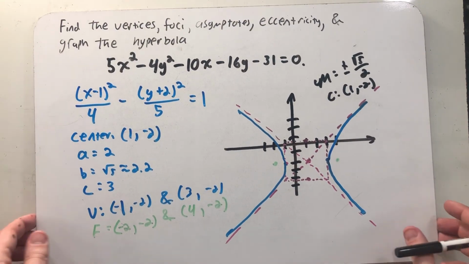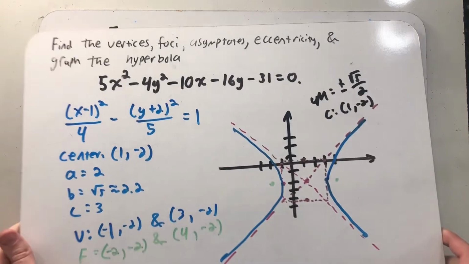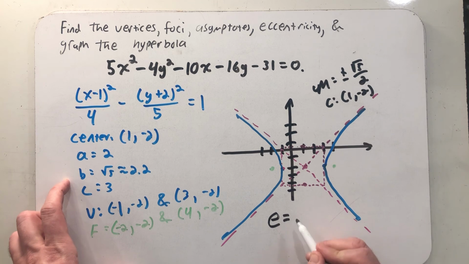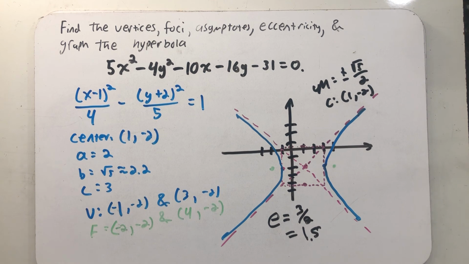All right, I got vertices, foci, I have the asymptotes. We still need to write down the eccentricity, which is just the ratio between C and A. So here, 3 over 2 is exactly 1.5 is our eccentricity. And there we have all of the things.